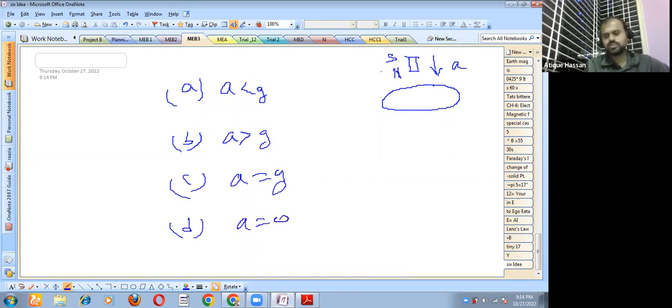Suppose a magnet is just released. So what would be its acceleration? Well, acceleration will be greater than g, equal to g, or zero. Are you getting the question, both of you?